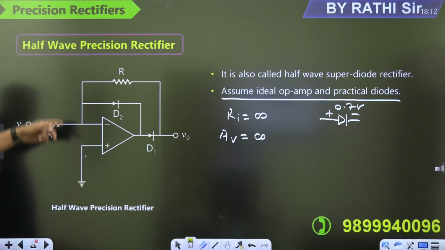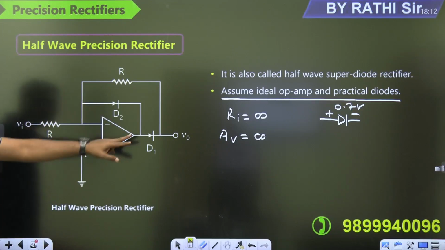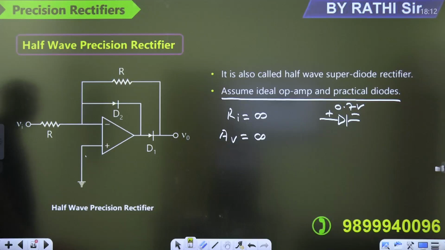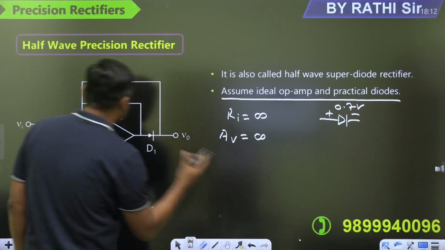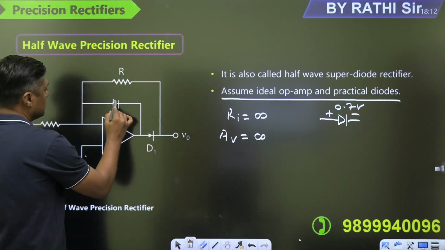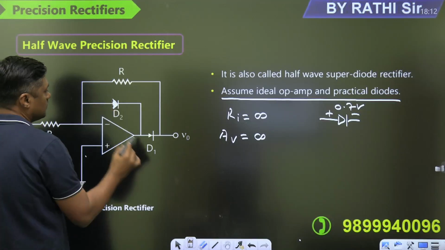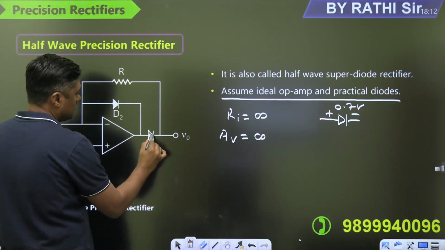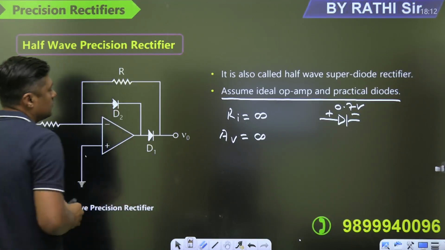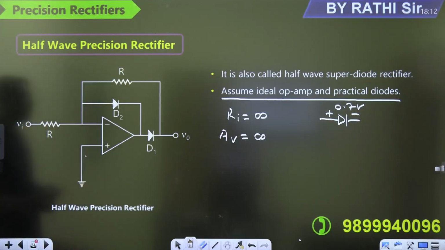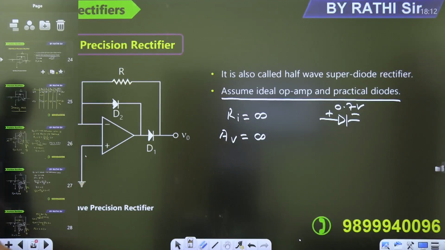So practically we are using this circuit with two diodes, diode D1 and diode D2. Okay, this will be the circuit.